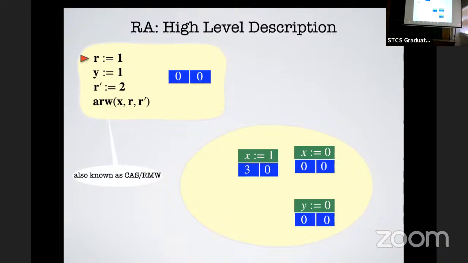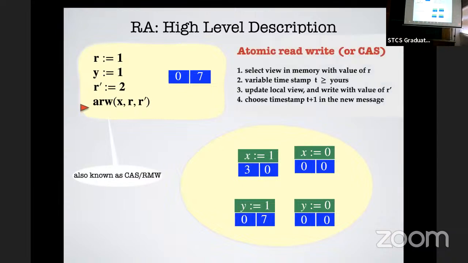So this is again an example. R is nothing but a local variable, so nothing happens in the memory. I am writing locally R is 1. Nothing happens, fine, I do that. Y is a shared variable, so when I write Y is 1, I do what I expect to do. I change my local view, I add a message in the memory pool. R prime is again a local variable, so nothing happens in the memory pool, I do it locally. Fine. And now I come to the atomic read write.